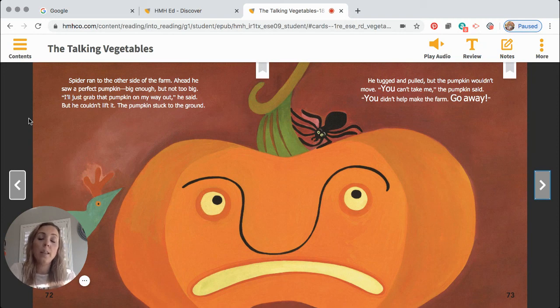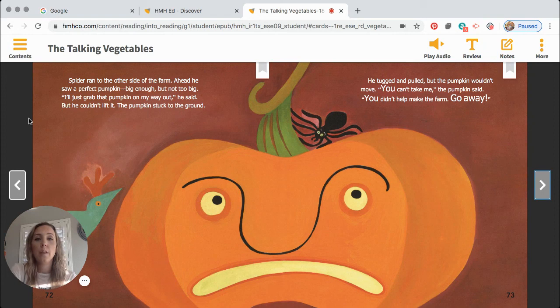Ooh, it sounds like the pumpkin and the cucumber responded the same exact way as the tomato, right? What did they all tell Spider as he was trying to pick them from the farm? Yeah, you should have said something like, they all said, "You didn't help, so you can't pick me," and told him to go away, right?